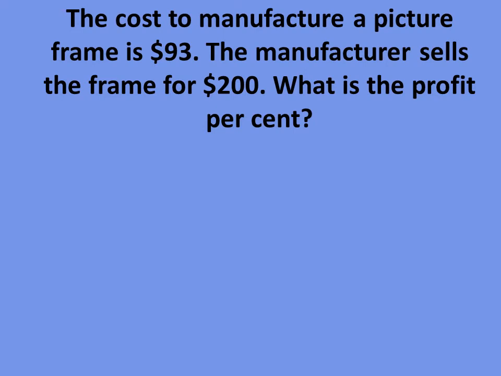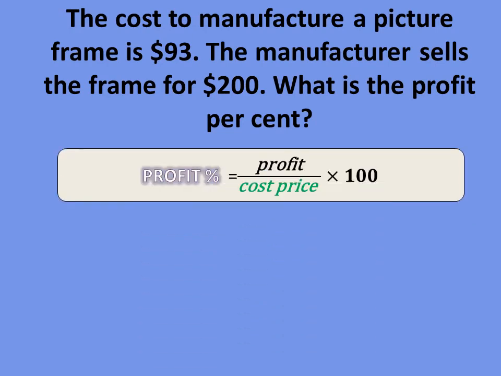The cost to manufacture a picture frame is $93. The manufacturer sells the frame for $200. What is the profit percent? Again, we write our formula first thing. What's the formula to find profit percent again? Profit percent is profit over cost price multiplied by 100. Profit divided by cost price times 100.